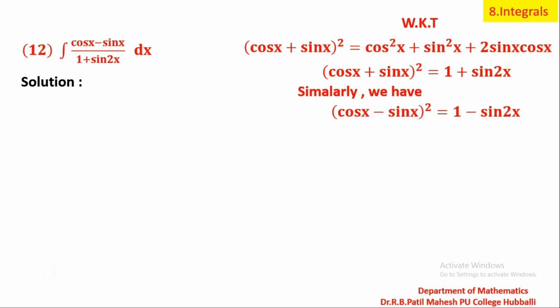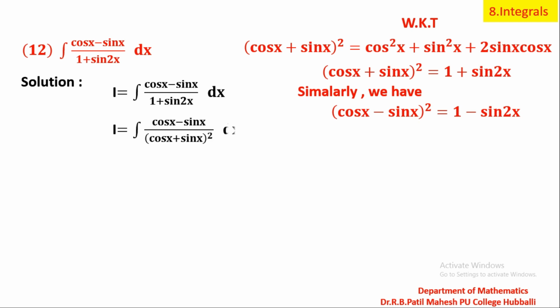So now I am going to have a look at this I, cos x minus sin x divided by 1 plus sin 2x into dx. Here in the denominator, I am going to replace 1 plus sin 2x using the formula we just got, that is cos x plus sin x the whole square dx.